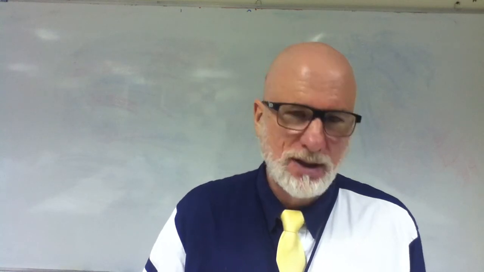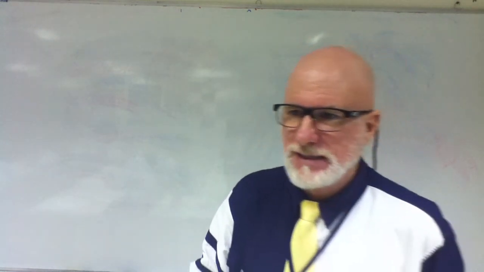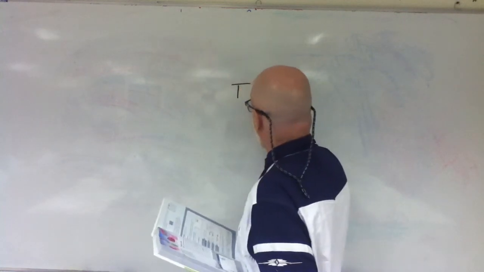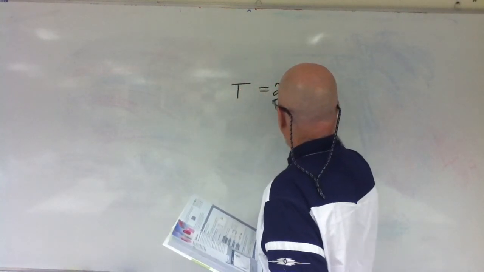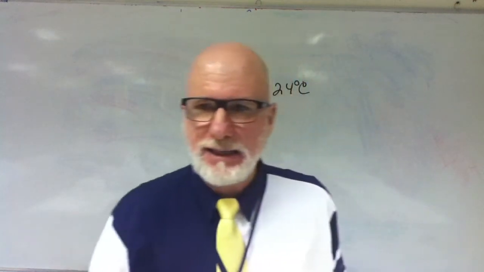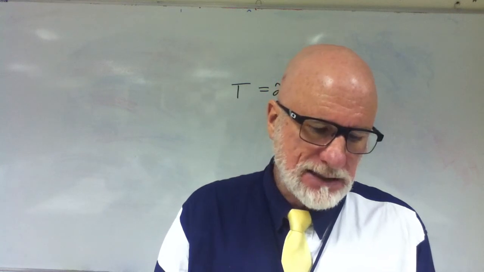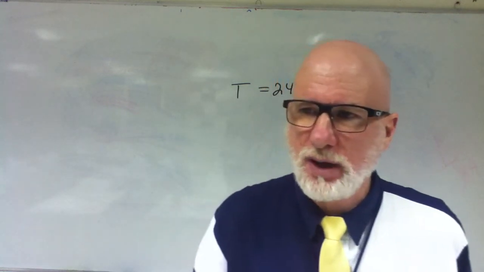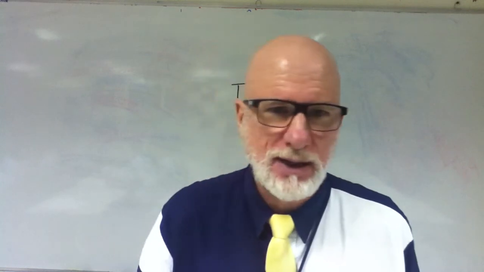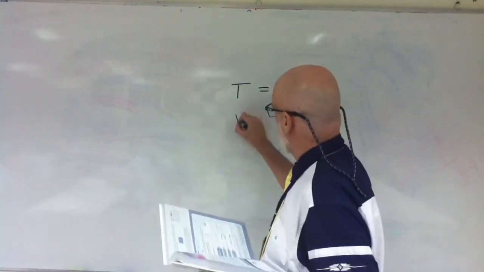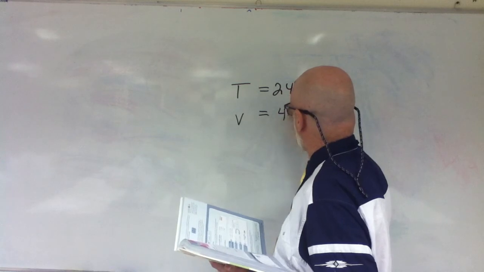A balloon inflated at room temperature, 24 degrees Celsius. So that's a temperature. We're going to put the word T down and say 24 degrees Celsius. I want somebody out there automatically converting it to Kelvin for me. Now, it says it has a volume of 4 liters. So we're going to use the word V for volume and say it's 4 liters.